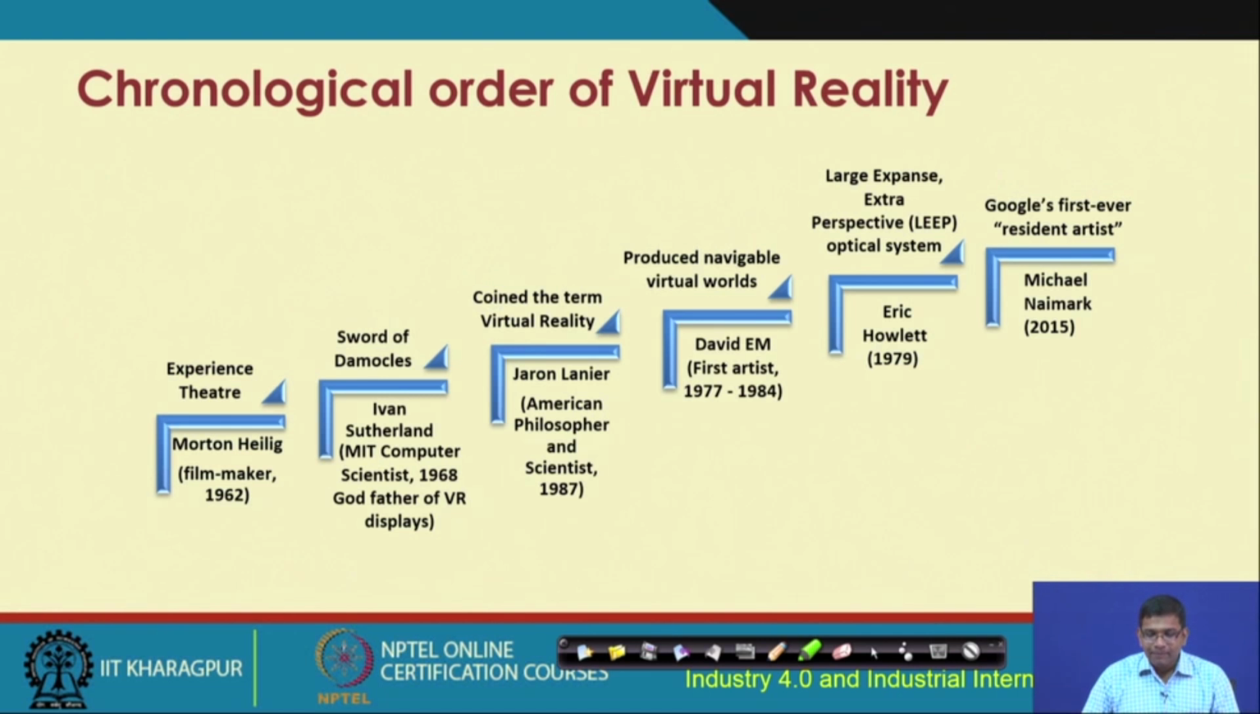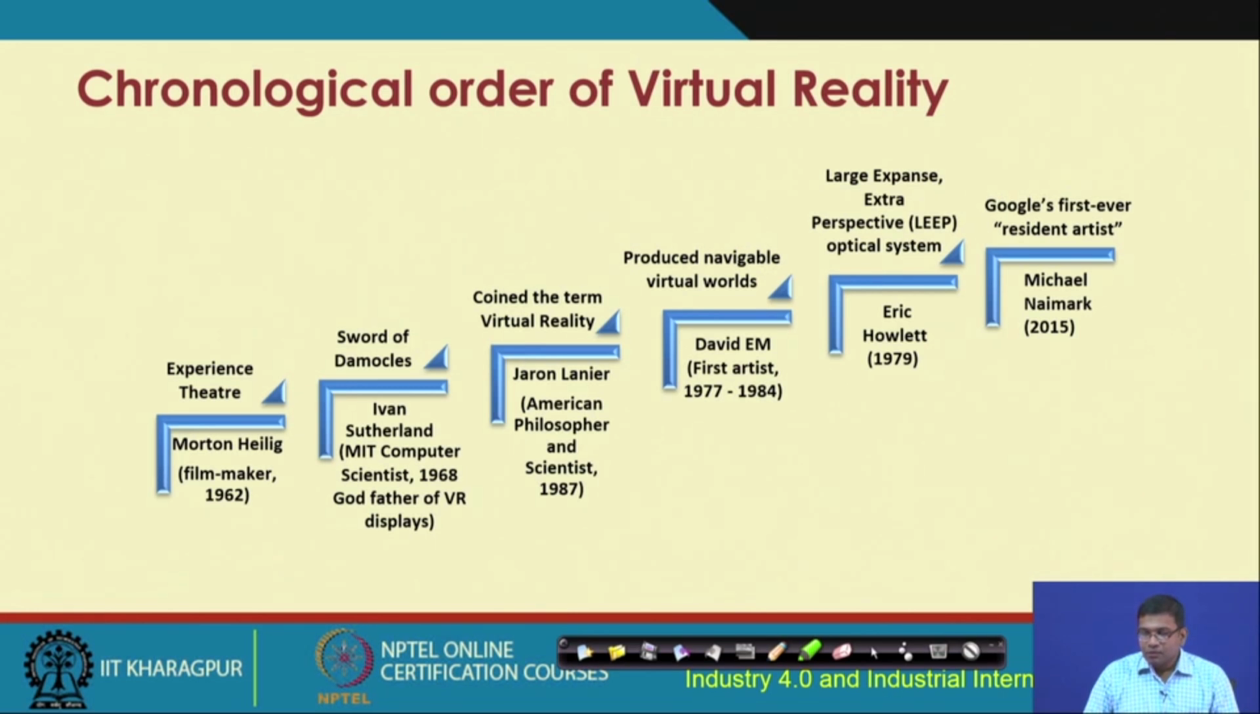Then in 1987, Lanier, an American philosopher and scientist, coined the term virtual reality. So, the popularity of virtual reality started with this term in 1987. David E.M. was the first artist, who died in 1984, to produce navigable virtual worlds, and Eric Howlett in 1979 created the LEAP system, which is the Large Expanse Extra Perspective optical system.